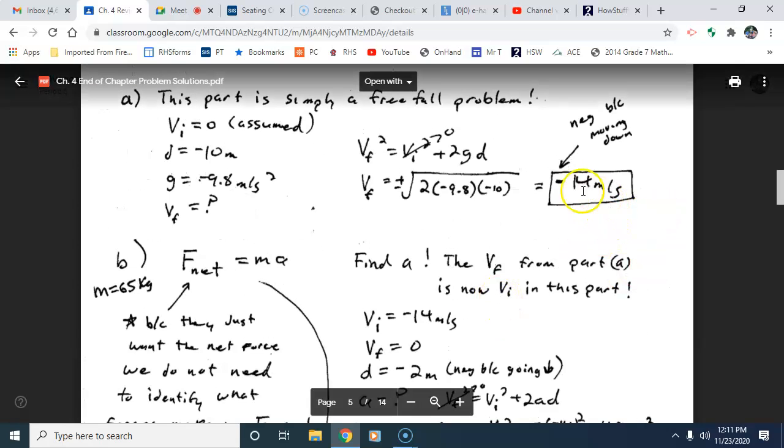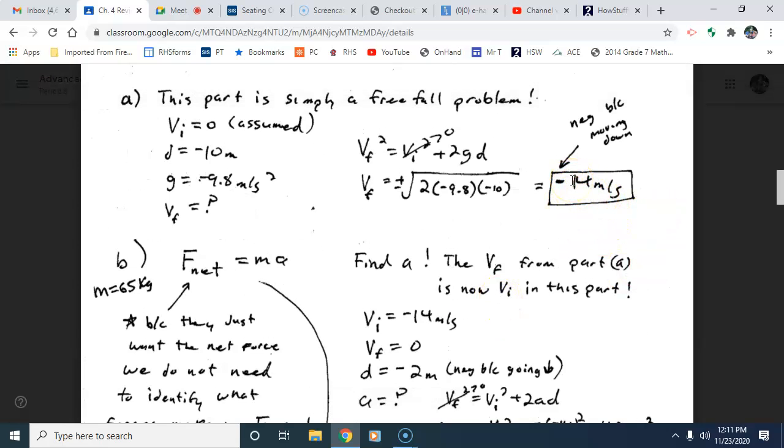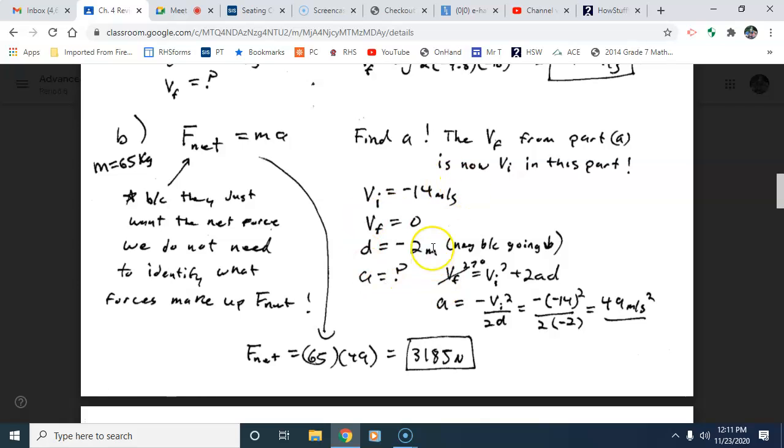The big thing was realizing this final velocity of the first part becomes the initial of the second part. Find the A. Yeah, question? Which one? Okay, 59. Everybody else good before we move on from this one? Anything on this one?